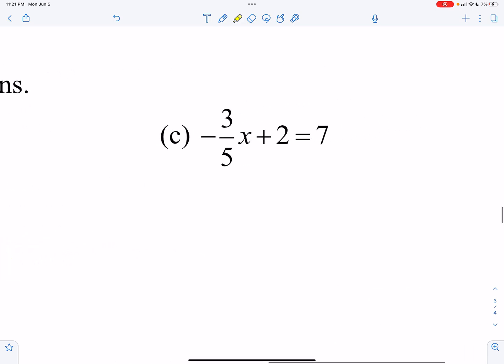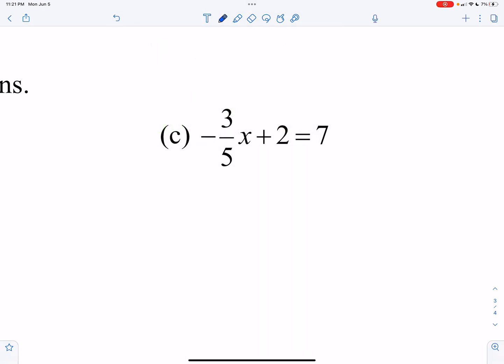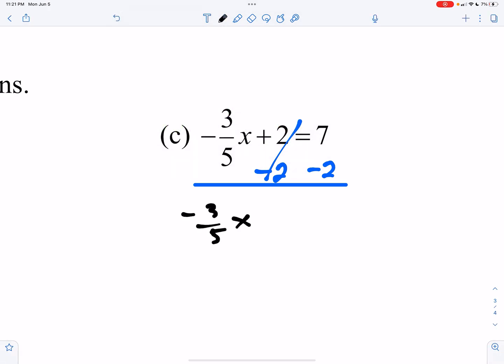Letter C. In order to get x by itself, we have to get rid of this plus 2 and this negative 3/5. Okay. How do we get rid of the plus 2? Well, the opposite of adding 2 would be to subtract 2 to both sides, and that's how we're going to begin. Now I have negative 3/5 x equals, and then 7 minus 2 would be 5.